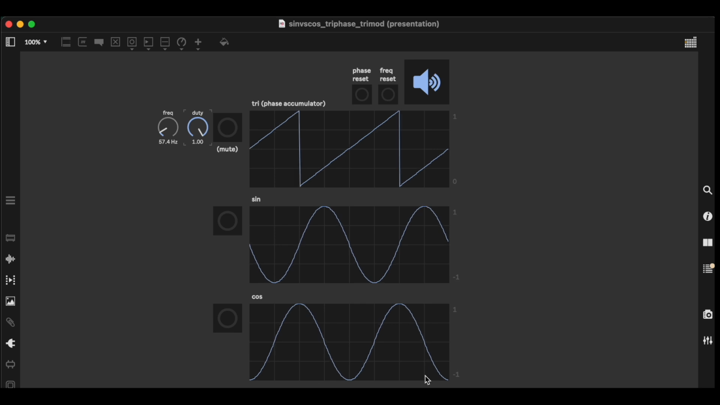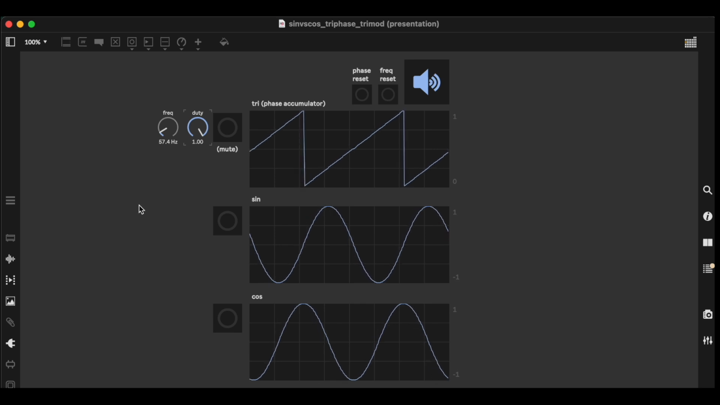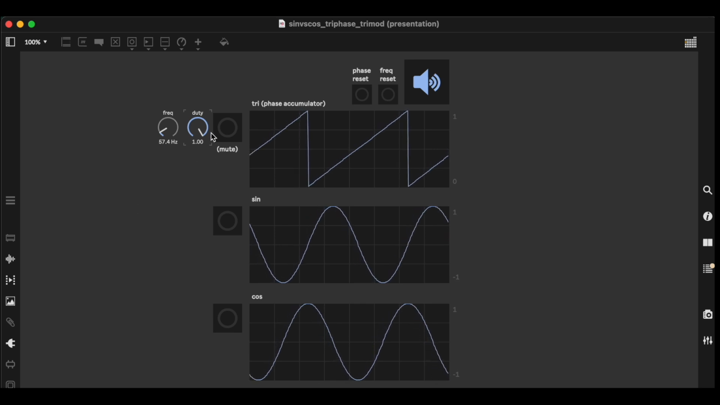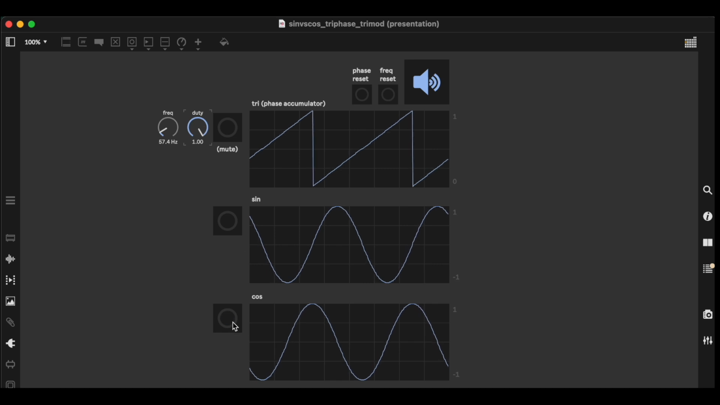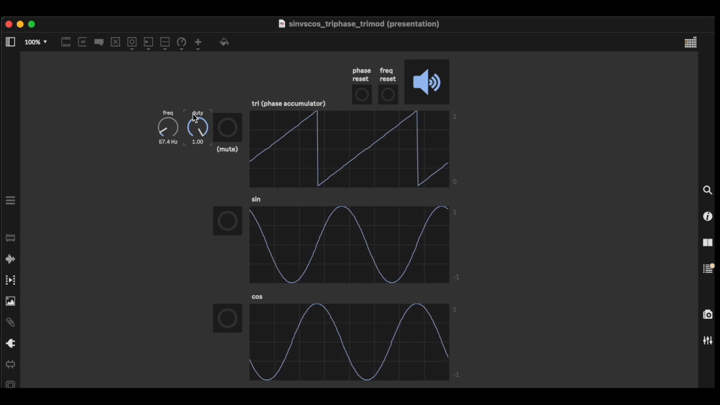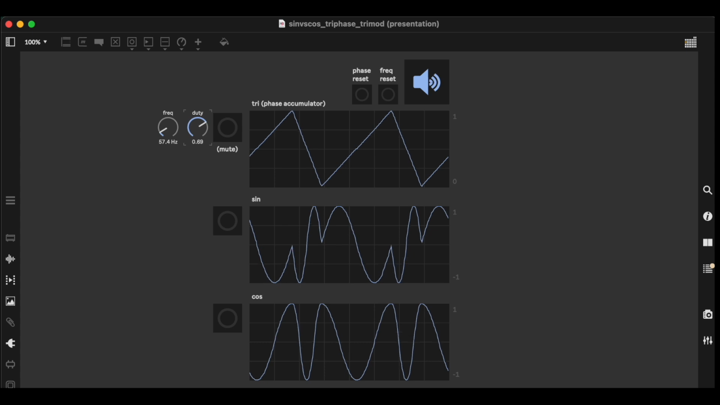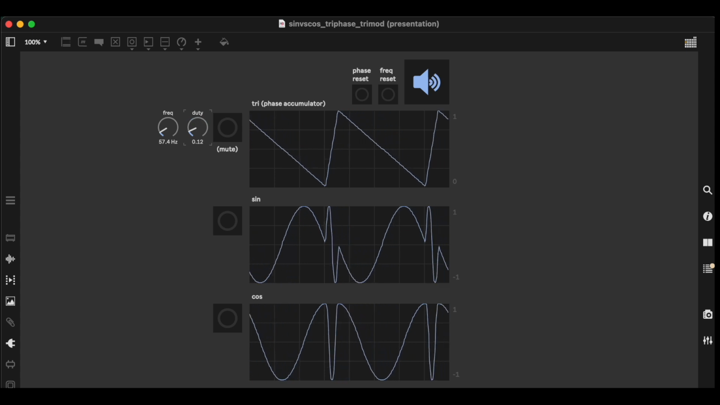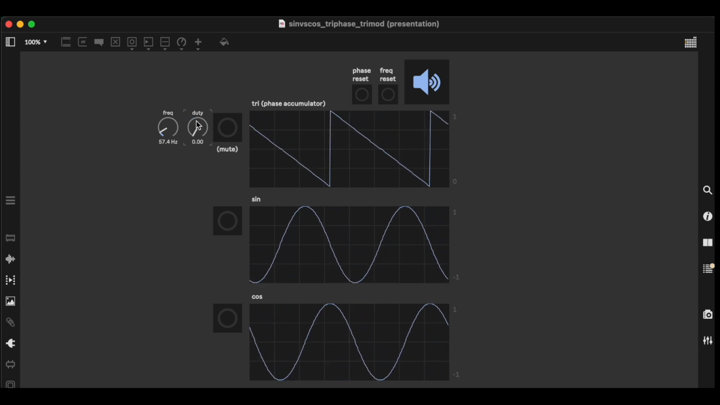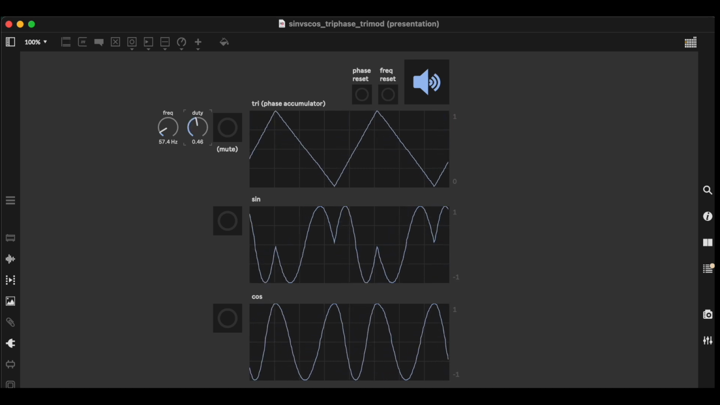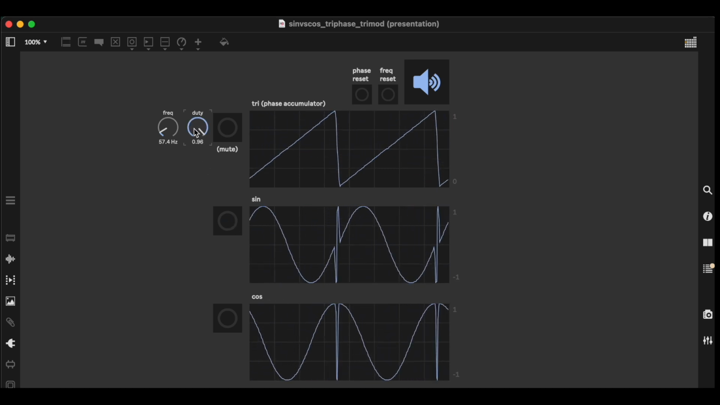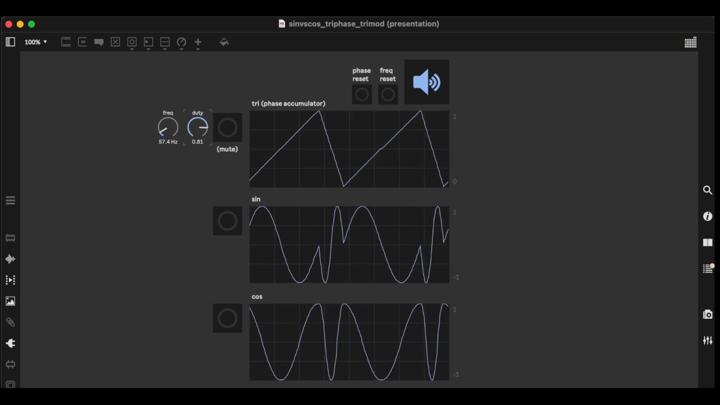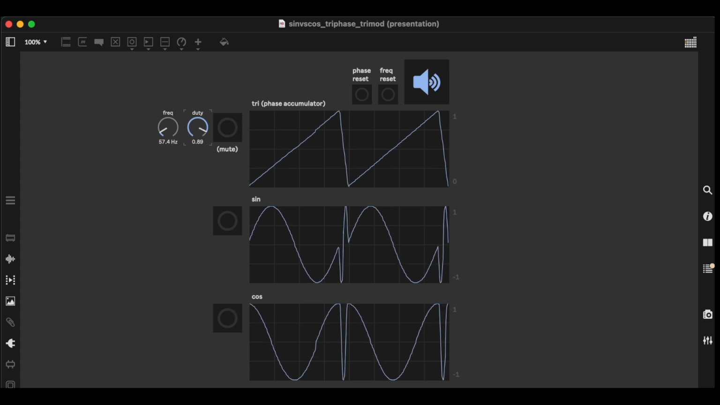And then I have a cosine here too, just to demonstrate it further, because this one's kind of interesting. So we'll listen to it while I demonstrate. I like the way that one sounds better when you change the duty cycle. It sounds smoother. That was a sine, and this is a cosine.